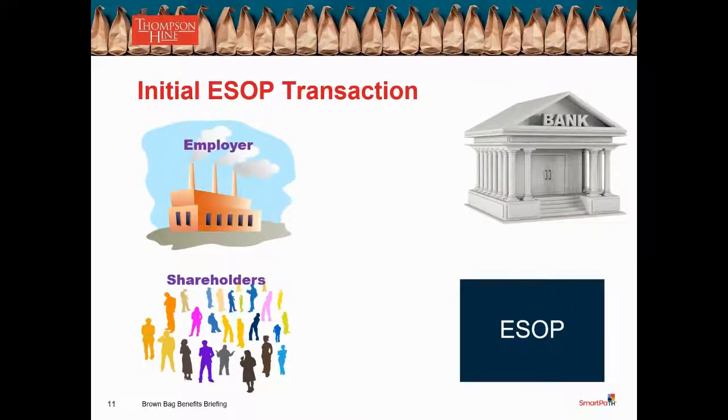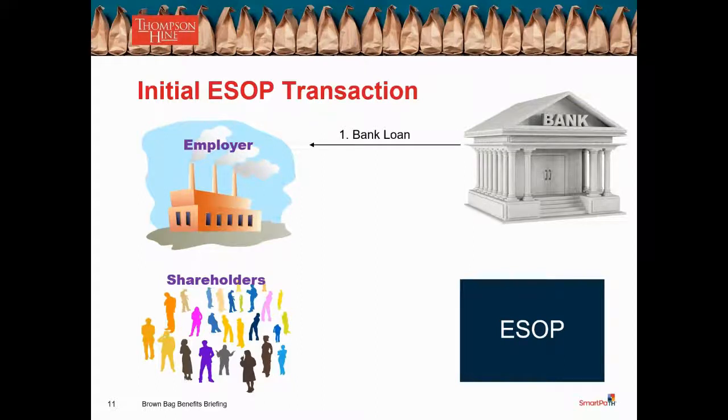So let's go through a pretty simple initial ESOP transaction. We end up having a company that's at the beginning owned by its shareholders, not owned by any of the employees. Now, some of those shareholders may very well be employees, but not owned through the retirement plan. And we start with 4 real players: the employer that's going to sponsor the plan, the shareholders, the ESOP itself, and the bank.